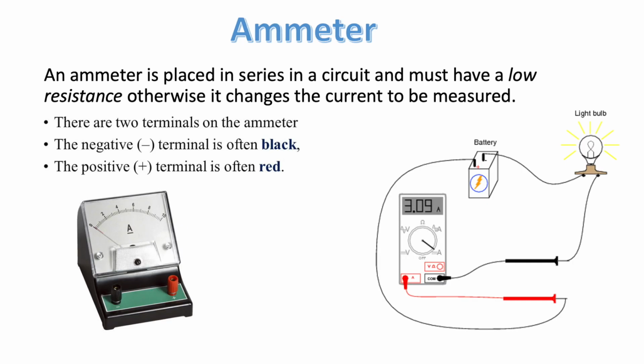Ammeter. An ammeter is used to measure electric current. It is a low resistance instrument. There are 2 terminals on the ammeter. The negative terminal is often black and the positive terminal is often red. The negative or black terminal we have to connect to the negative terminal of the cell, and the positive or red terminal we have to connect to the positive terminal of the source of current.